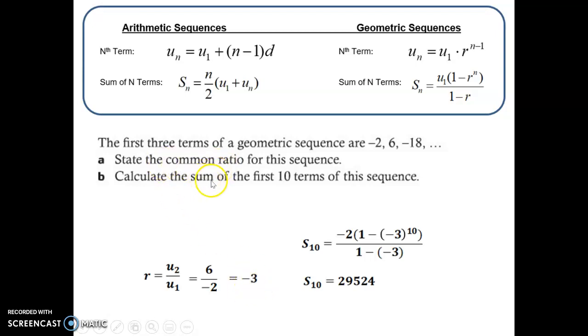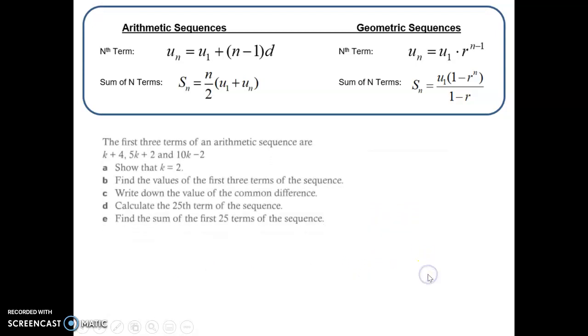After finding the common ratio, you're asked to find the sum of the first 10 terms. So here's the sum formula, again we're looking at geometric sequences now. We put u1, our first term, -2, and then 1 minus the common ratio, which we found to be -3, to the n power, which is 10, and on the bottom, 1 minus the ratio. On the bottom, be careful, we have 2 negatives, which will make a positive. But here, that will not happen, because we will apply the 10 to this first, and then do 1 minus that result. So be careful how you work with negatives.